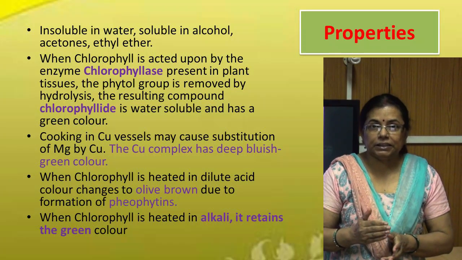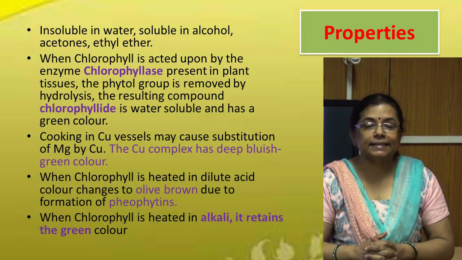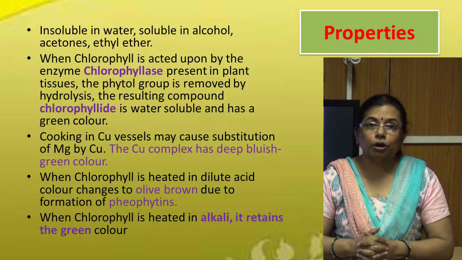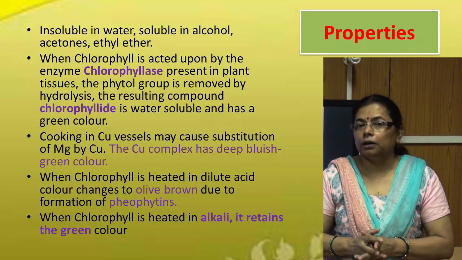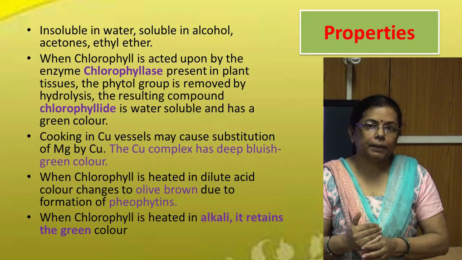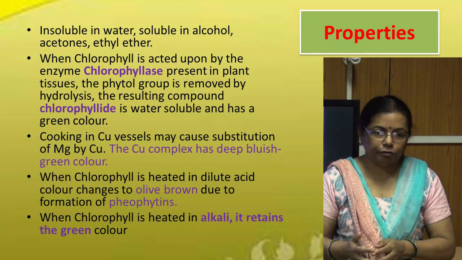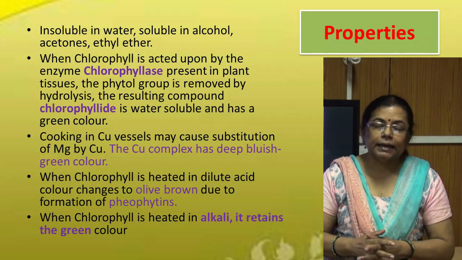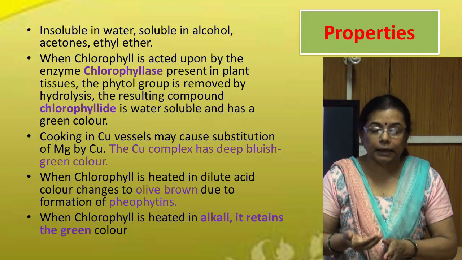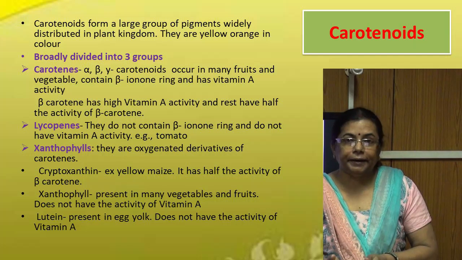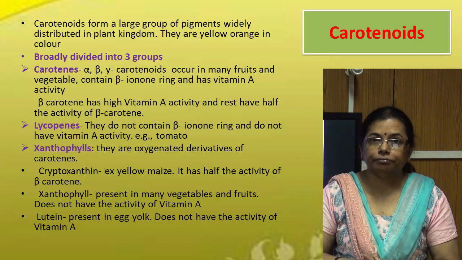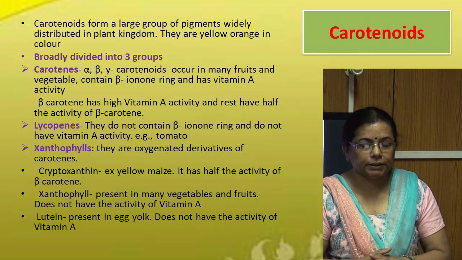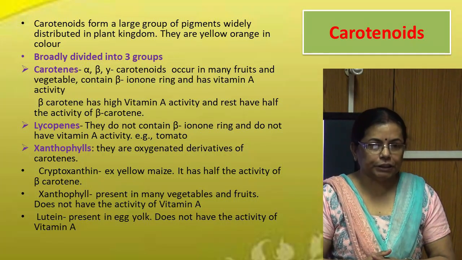When chlorophyll is heated in the presence of dilute acid, the color changes to olive brown due to the formation of pheophytin. The central magnesium is replaced by hydrogen forming pheophytin. When chlorophyll is heated in the presence of alkali, it becomes more intense in color. Yellow, orange, red pigments of the food which are fat soluble are carotenoids. They are widely distributed in nature.